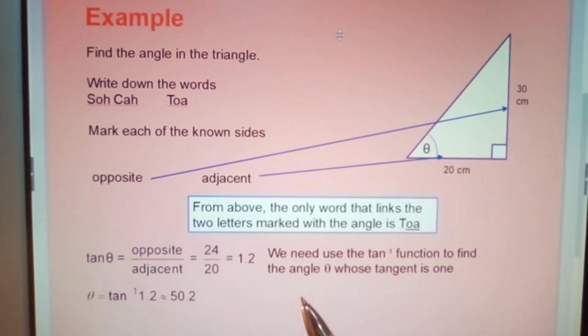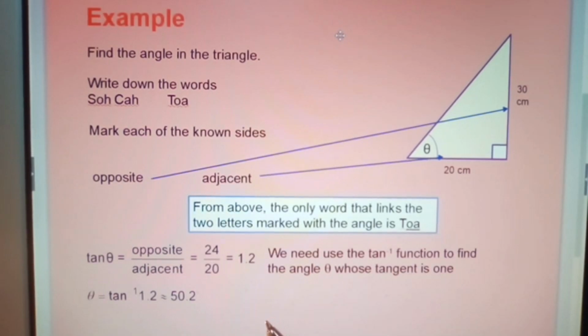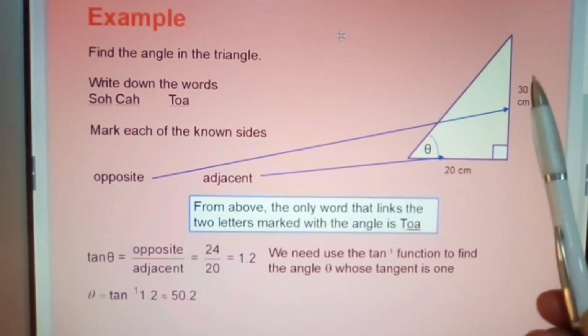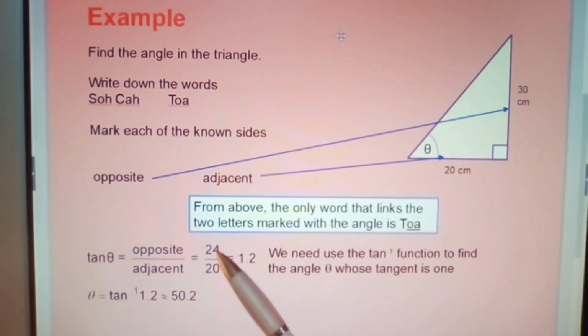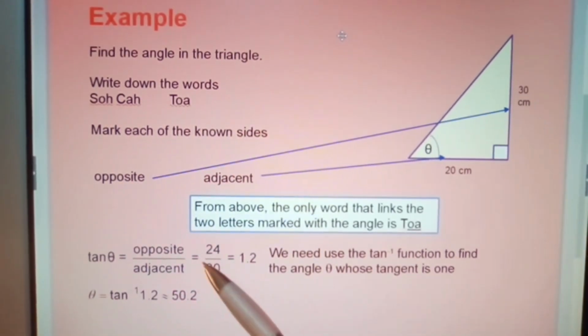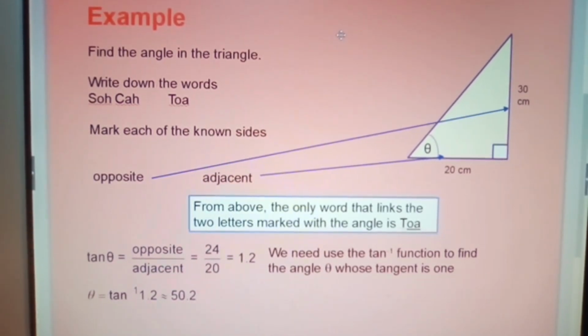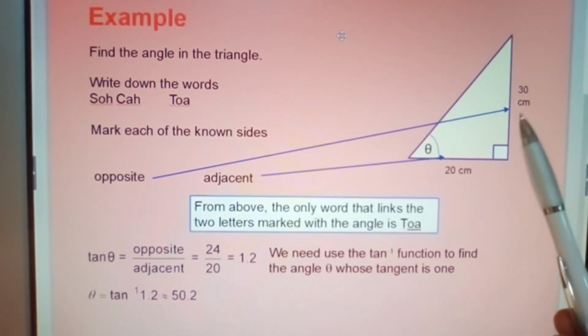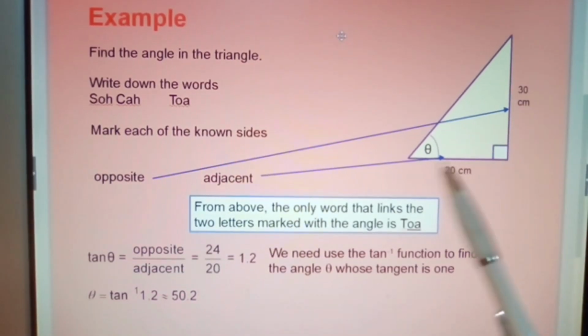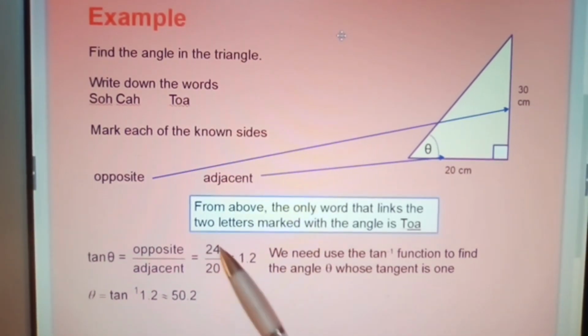So we're having a look at opposite over adjacent, which should be 30 over 20. This should be 30 over 20, so I have no idea why we've got 24 over 20. It's possible an error, okay? But if it's opposite over the adjacent, then it has to be 30 over 20. So please bear that in mind. I think there's an error here in my working out at this point in time.